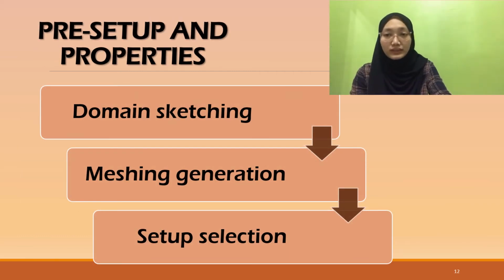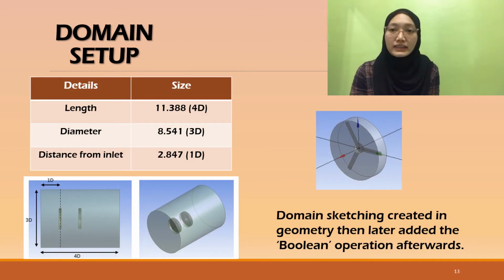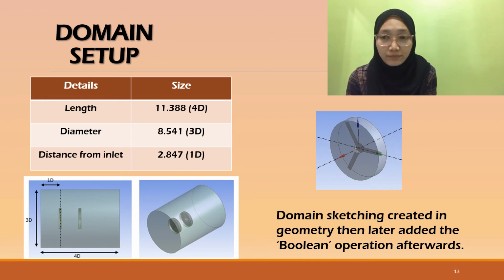Next, moving on to pre-setup and properties, there are 3 main criteria that are required before running the simulation, which are domain sketching, mesh generation, and setup selection. For domain sketching, in order to get the accurate and desired position of the turbine, the domain will have to be manually sketched in the geometry section in the ANSYS software, and later will be added to an operation called Boolean.